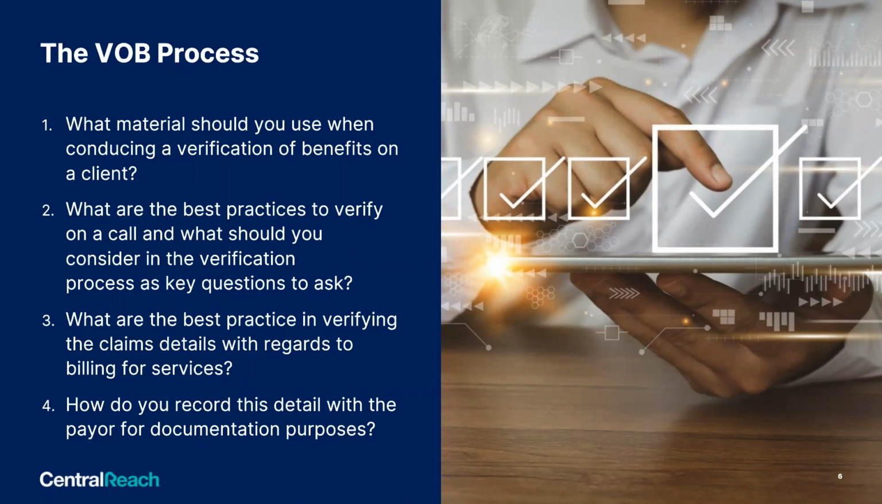You want to confirm if there's any exclusions around a diagnosis. Does the autism diagnosis have any exclusions? Are there limitations on the policy? Can you bill speech with an autism diagnosis as primary? You need to find out all that information during the verification process to make sure that you're billing out claims compliantly moving forward. You also want to confirm maximum allowable visits.